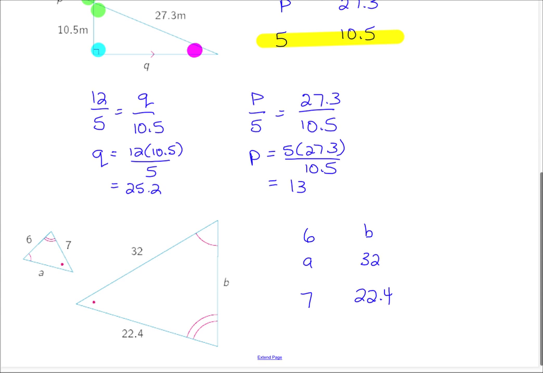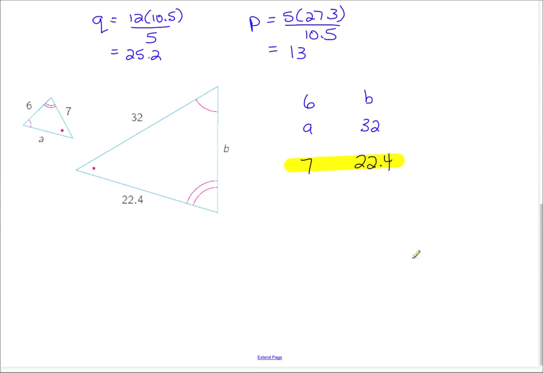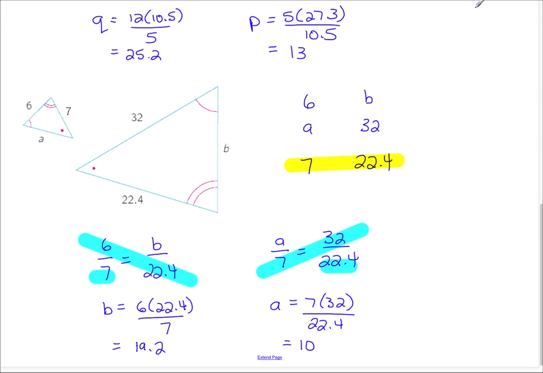So now we're going to take the one that has two numbers, which is this one, and remember we have to use that twice when we're setting up our ratios. So that's going to be 6 over 7 and B over 22.4. So we go 6 over 7 equals B over 22.4. And then A over 7 equals 32 over 22.4. And I'm going to do that very fast cross multiplying one more time. Ta-da! And there we have it.